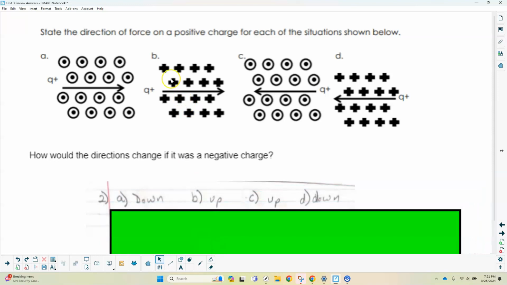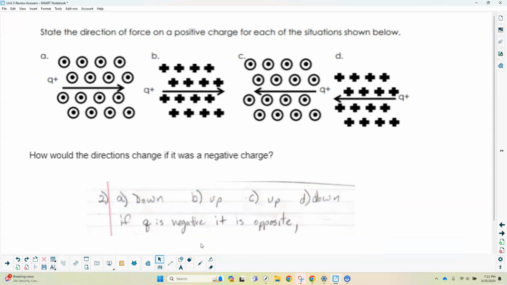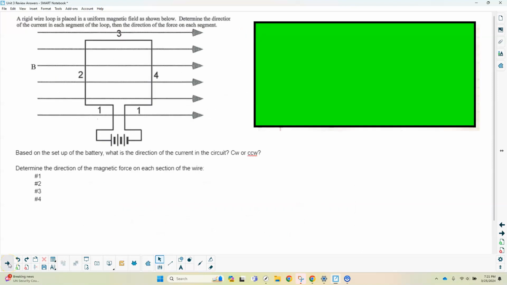For B, these crosses are supposed to represent X's, so your fingers are going to point in, your thumb is going to the right, and your palm's going to push up, so that one's up. Then we're doing the reverse: our thumb is going left, but our fingers are coming out, so I have to orient my hand so my palm is facing up, and the last one is facing down. If it was a negative charge, these would be reversed again. Just like in the last problem, it would be the exact opposite here. So A would be up, B would be down, C would be down, and D would be up. All right, that's for a charge.